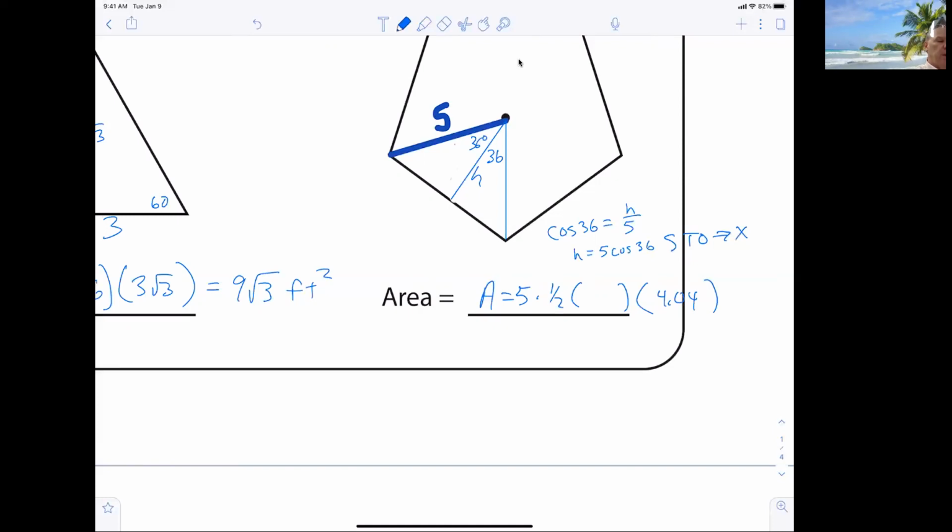Now I need the base, and I'm going to call this B. But you have to remember that's only half of the base. For me personally, instead of trig, I would just use the Pythagorean theorem. On my calculator, 25 minus the answer squared, square root of that answer. So this was 2.9, and then multiply that by 2. That will be the whole base.